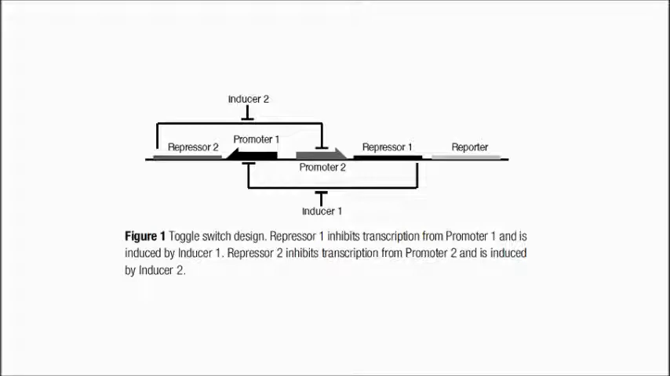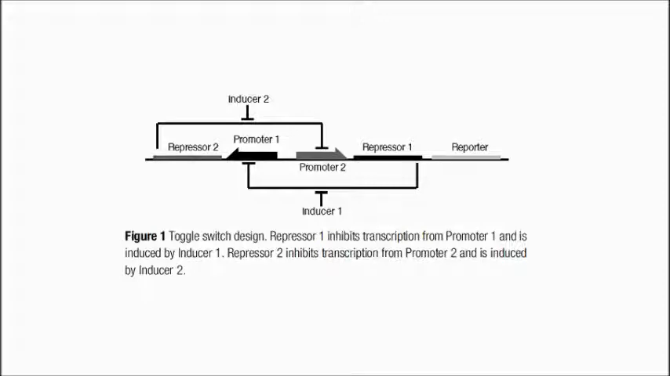Basically, if you look at figure 1, it tells you the toggle switch design. So the system is pretty simple. You have 2 promoters, promoters 1 and 2, and 2 repressors. And promoter 1 will express repressor 2, which will repress whatever promoter 2 is trying to express, and vice versa. So basically the idea is when one of them is going, the other one is not going to be on. So one of them is on and the other one is off. And that is a very stable thing.